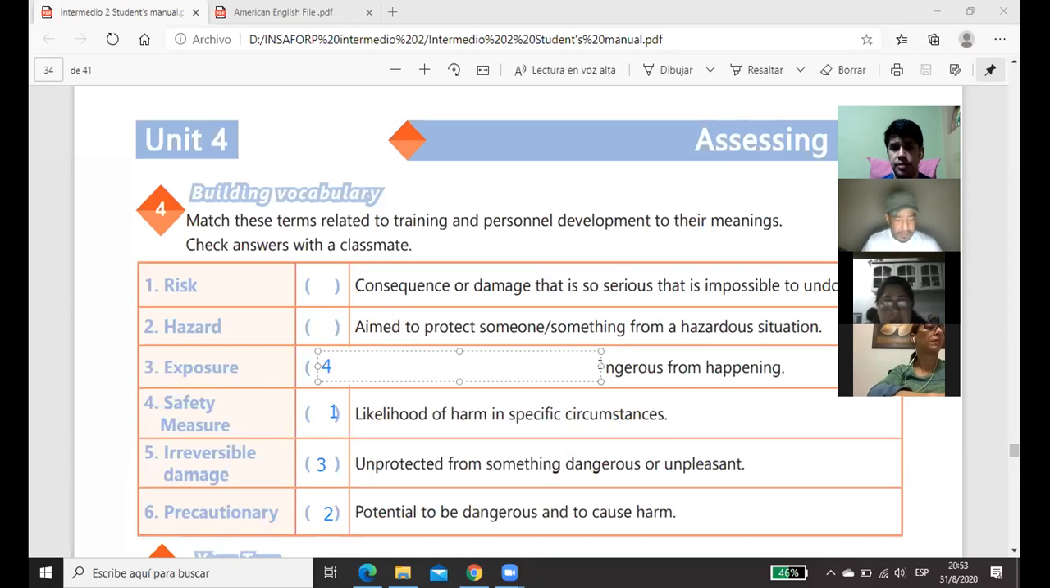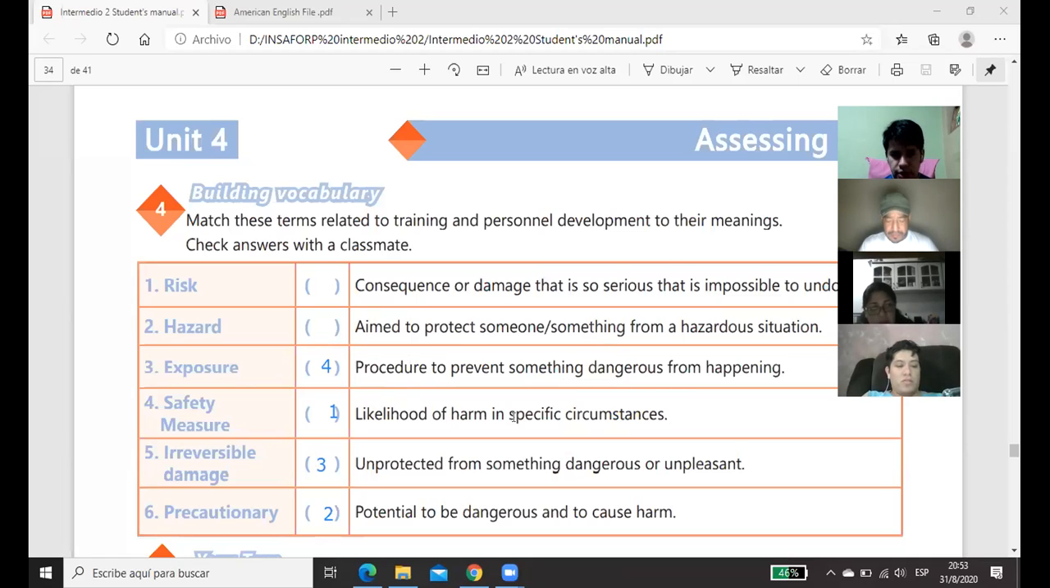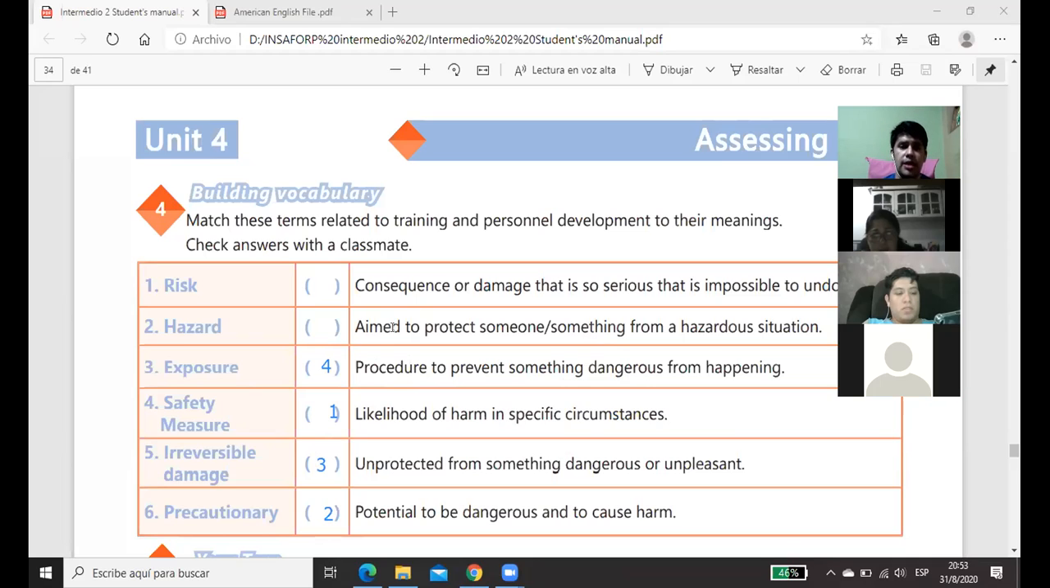Okay, and we'll practice the pronunciation of these words. Everybody say procedure. Procedure. And also say aimed. Aimed. We do not pronounce the E. We say aimed. And then we say hazardous. Hazardous. Awesome.